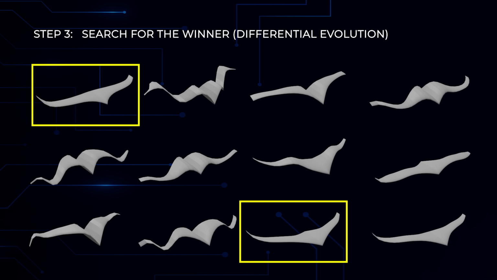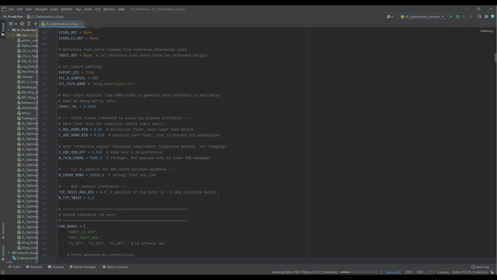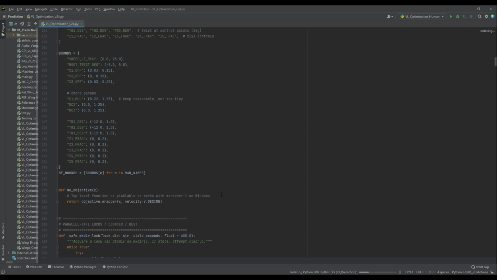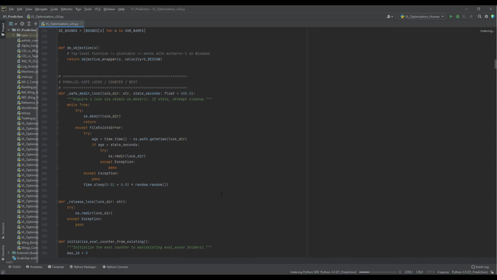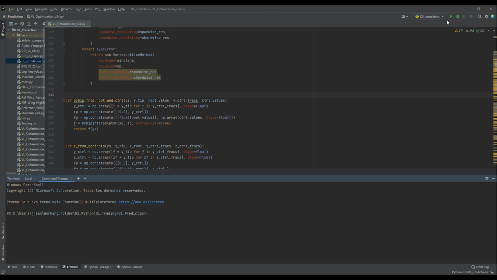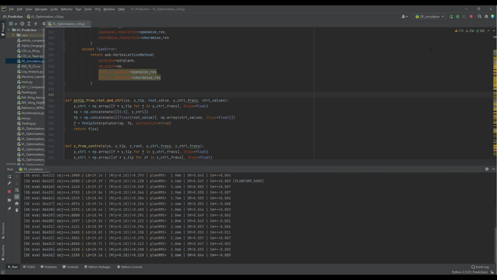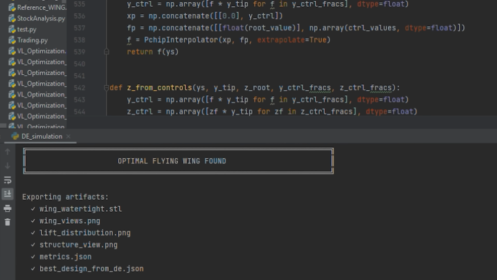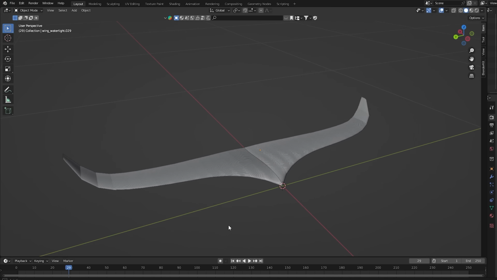So at this point, we had everything in place. Now came the hard part, writing code. The full workflow is far beyond the scope of this video, but anyway, if you're curious, you can find the complete Python implementation on my Patreon. What really matters is that after days of running, testing, mutating, and refining thousands of candidates, the algorithm finally converged. The simulation found a winner, the ultimate flying wing.